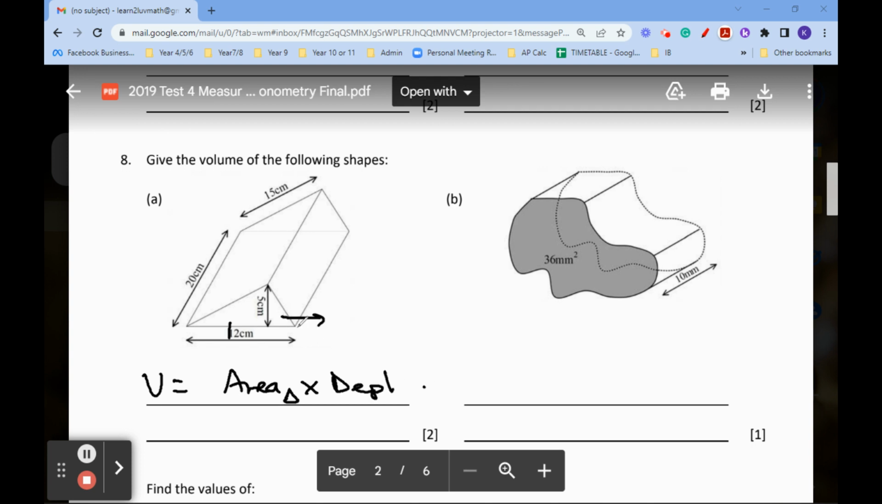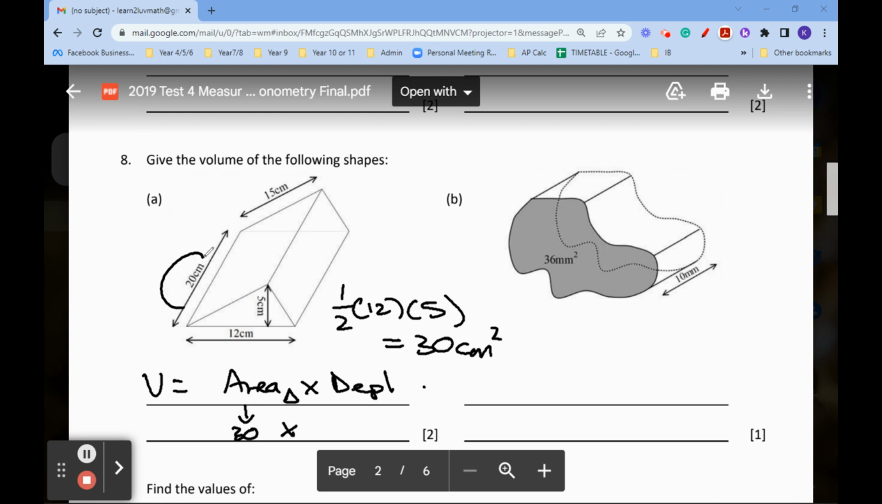What's the area of a triangle? What's the formula? Half times height times width. Exactly. So it's going to be half of 12 times 5. 6 times 5 is 30, right? So 30 centimeters squared. That's going to be this number here. And multiplied by depth. What's my depth? 20. And what's 30 times 20? 600. Okay.